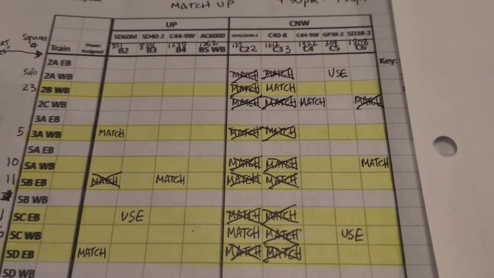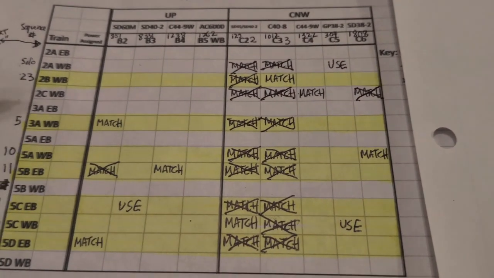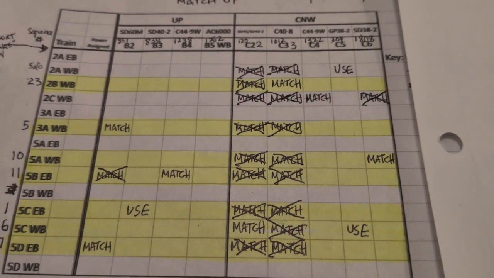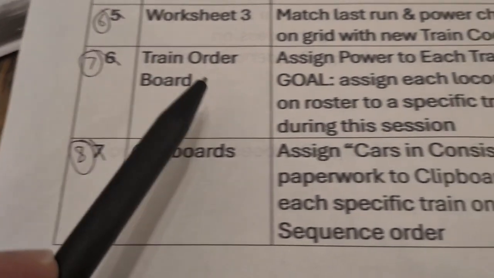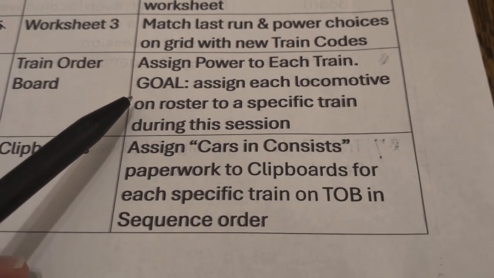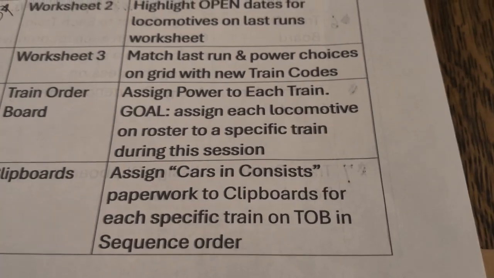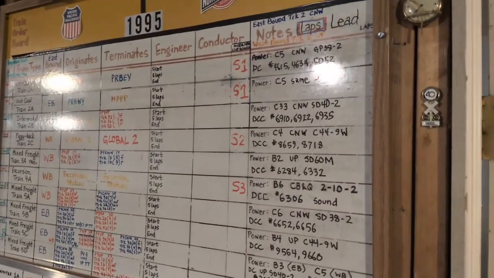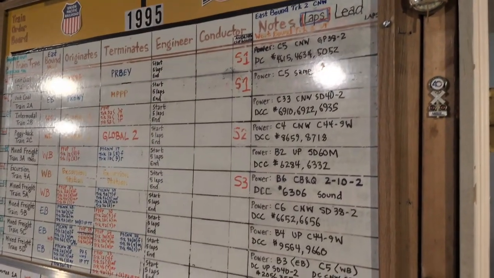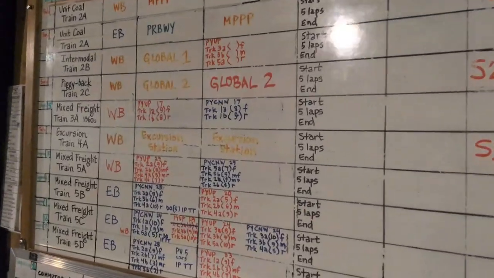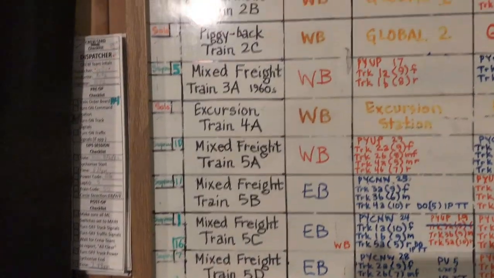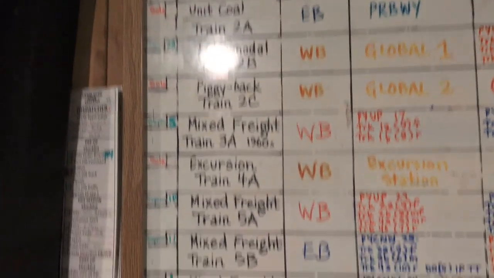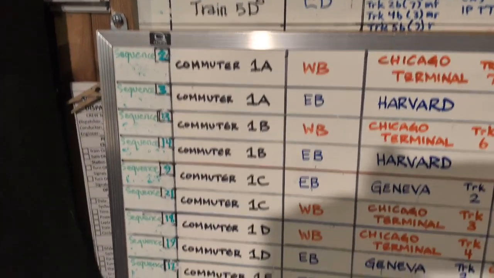And now I've got to write this grid onto the train order board under power. So I'll do that next in train order board step 7, assign power to each train. That's it. There you go. All the locomotives are assigned to each of the trains, where they are located in the yards on each track, and all of the sequence numbers to the freight trains and the commuters.